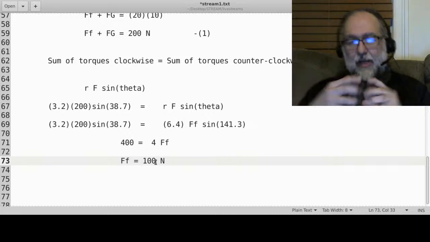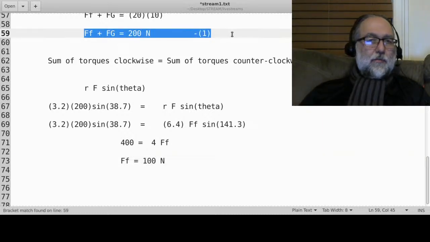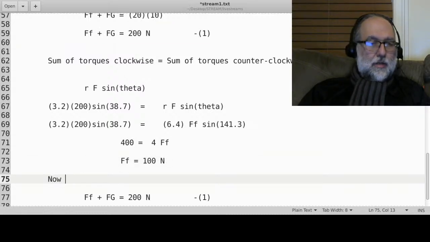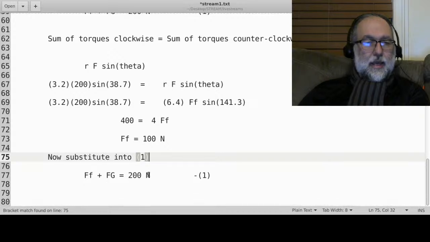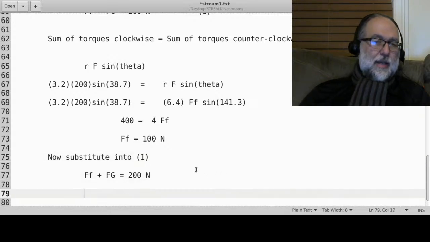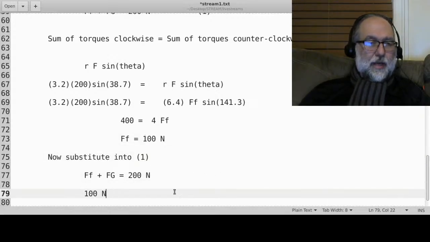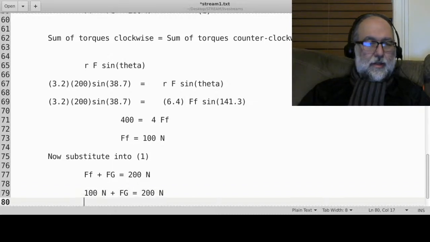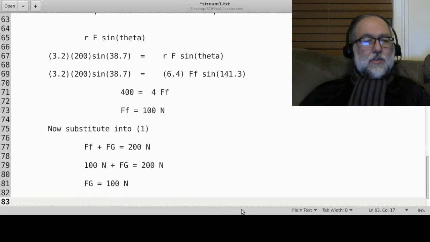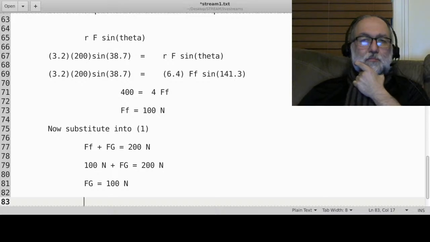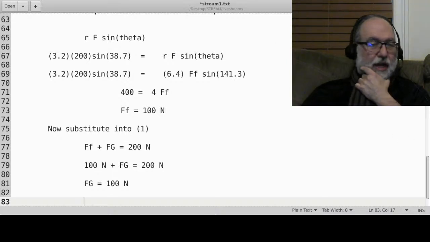So I'll finish this off and then I'll go over it again. So over here, we have this. Now substitute into equation number 1. And equation number 1 said this. And now we know that FF is 100 newtons, so guess what FG has to be? Obviously, FG also has to be 100 newtons. So there we go, we solved that problem. Let me take a look if there's any questions in the chat.